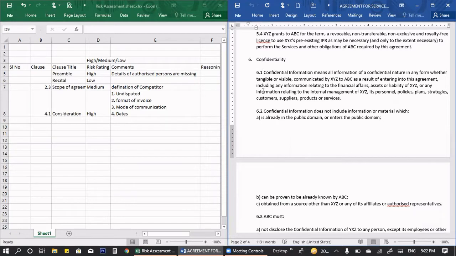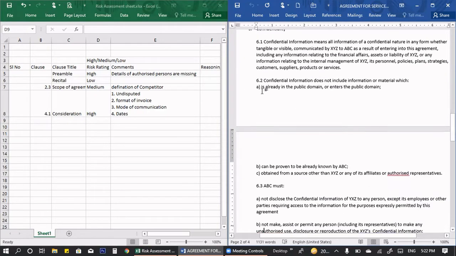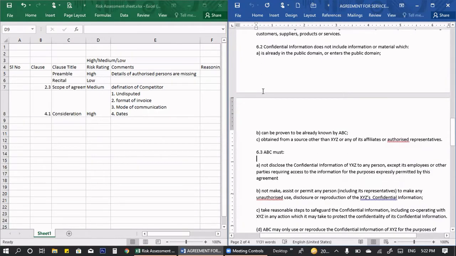Even here, we should be very careful. Okay, so confidentiality, they have defined the term confidential information, which is very good. They have said that it is financial affairs, assets or liabilities of XYZ, or any information relating to the internal management of XYZ, its personnel, policies, strategies, customers, suppliers, products, or services. It has also given exceptions for the confidential information, such as information in the public domain or already known.